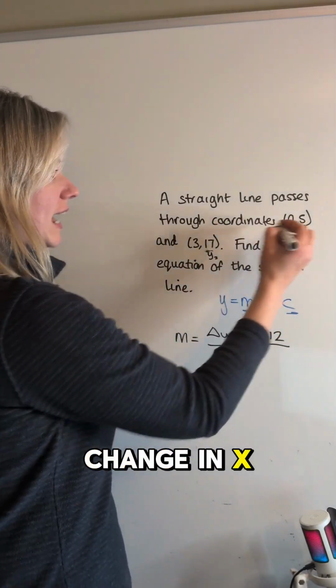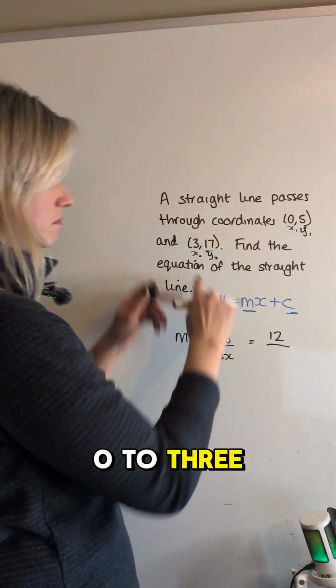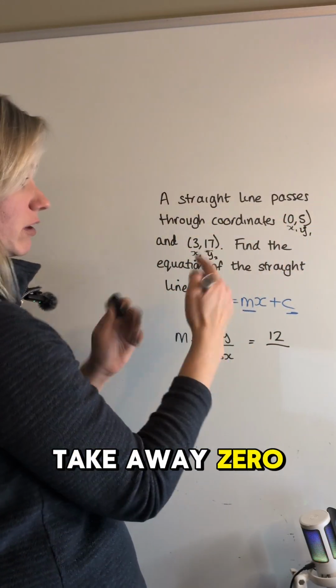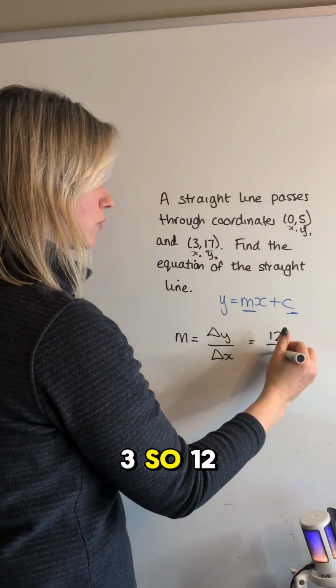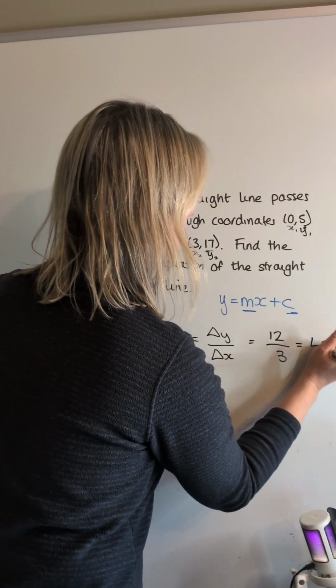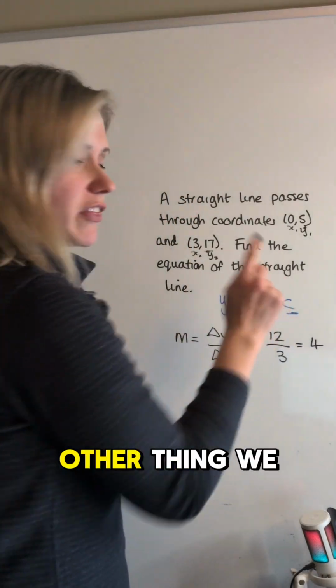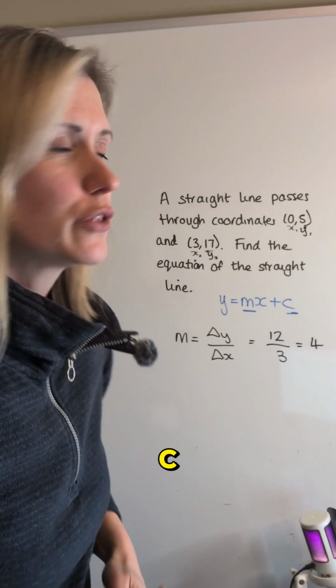So what's the change in x? If that was the first x coordinate, it's gone from 0 to 3. Well, 3 take away 0 is 3. The change is 3. So 12 divided by 3. 12 divided by 3 is equal to 4. Okay, so m is 4. The gradient is 4. The only other thing we now need to work out is c, the y-intercept.